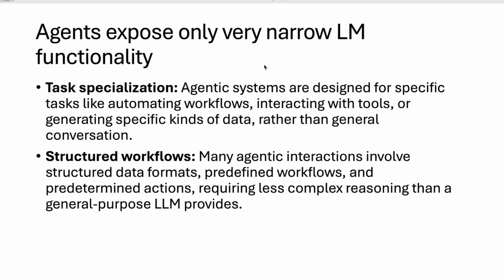Okay, so the next point is the agents. In an AI agent system, it's actually exposed only to a very narrow language model functionality. First is task specialization. Agentic systems are usually designed for specific tasks. Unless you want an agentic system that is able to handle all the tasks, then yeah, for sure, you need a large language model.